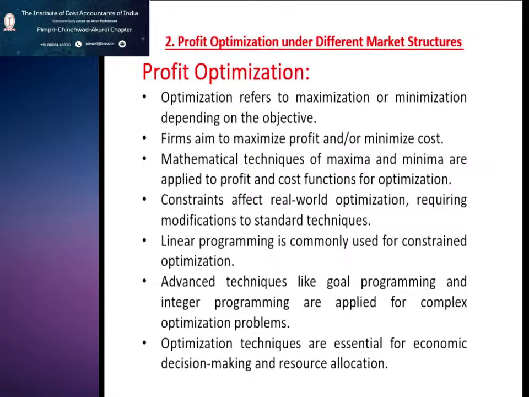Advanced techniques like goal programming or integer programming are applied for complex optimization problems. The optimization techniques are essential for economic decision making and resource allocation. So these are the characteristics of profit optimization, or an overview of what it means.